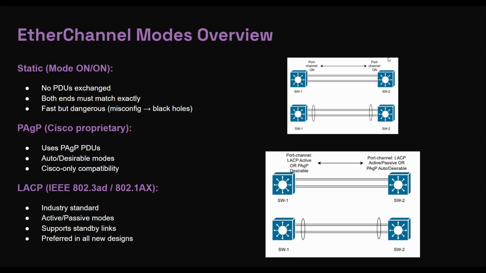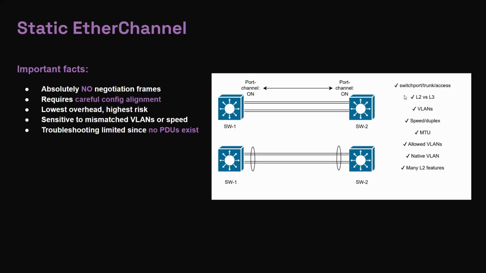Yeah, and you'll notice when you onboard into an enterprise that EtherChannels are normally represented by this oval sign right here. Yeah, so that is a very common thing to see. Right, but moving on to the next slide. The static EtherChannel, some of the facts about it: absolutely no negotiation frames.